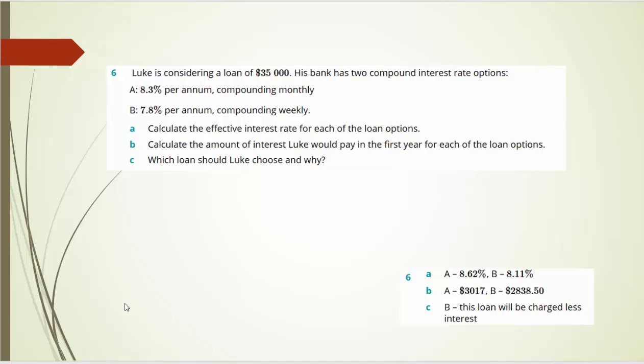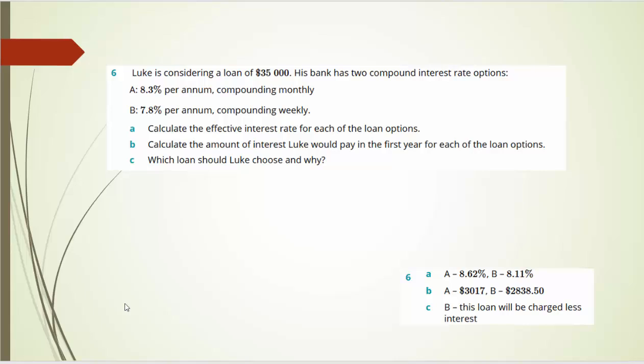We put into the calculator 8.3, 12, which will give us 8.62, and we put in 7.8, 52, close brackets, for 8.11%, as you can see on the answers on the bottom right. And that's the effective interest rates for the 2 loans.